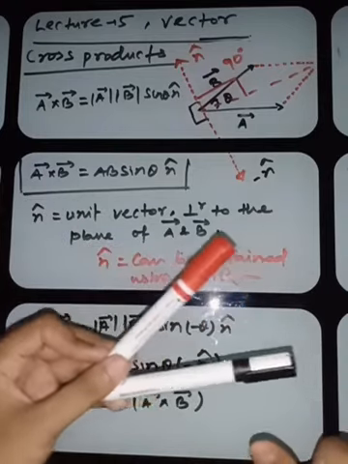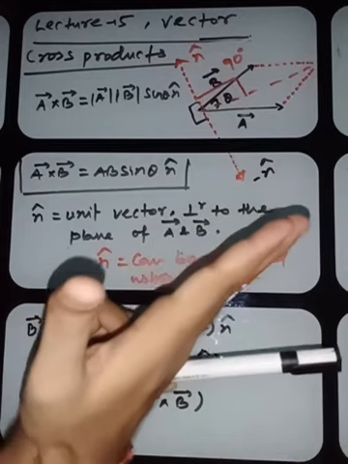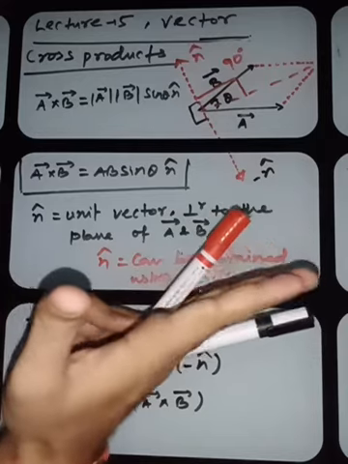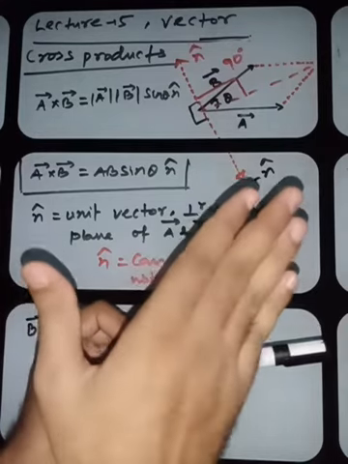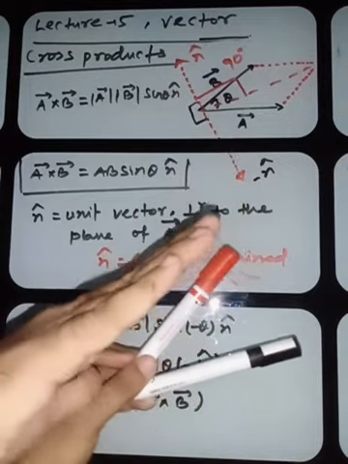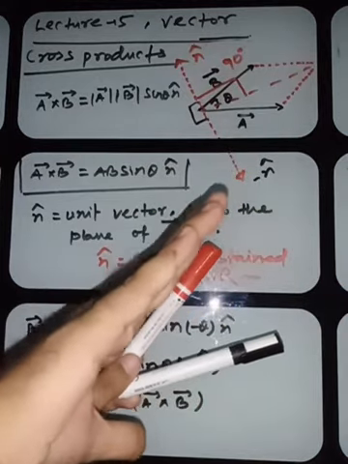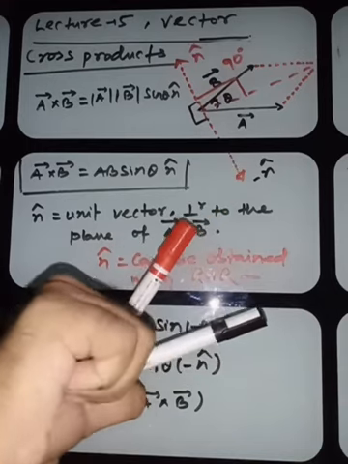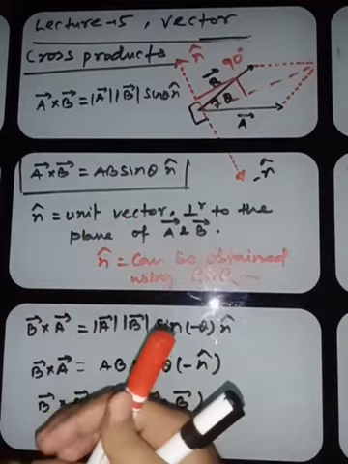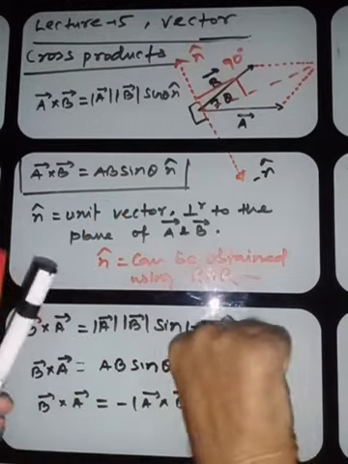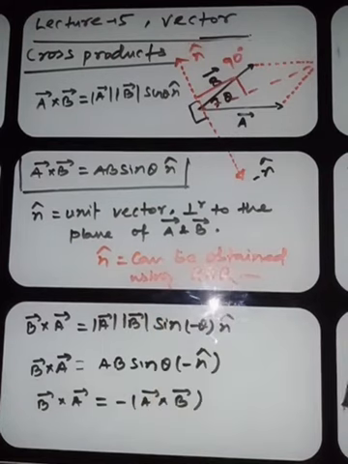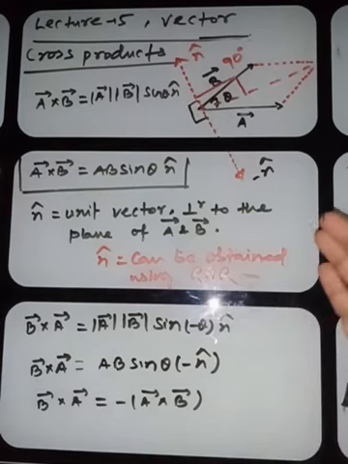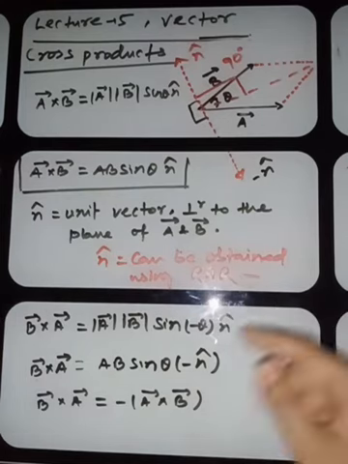Now for B cross A, you will keep your forefinger in this direction. You cannot curl your finger in this way, so you have to keep your hand in this way. Now this is your B cross A, and this will go downward. So B cross A will be in the direction of minus n cap. In this way, my dear students, we got the direction of n cap.